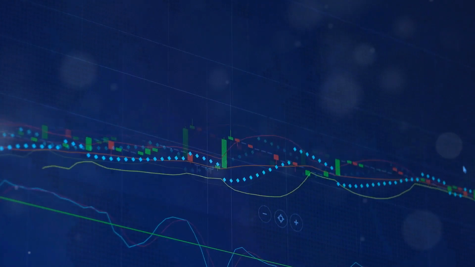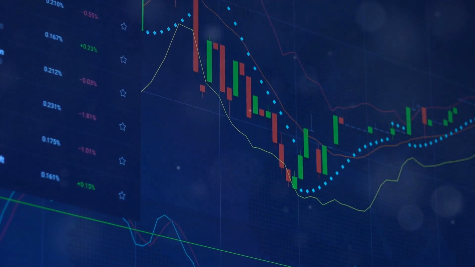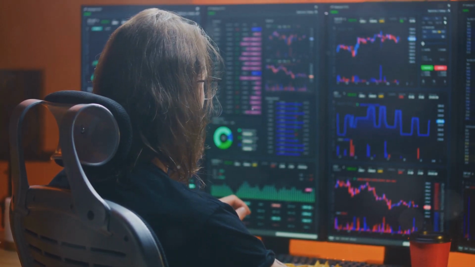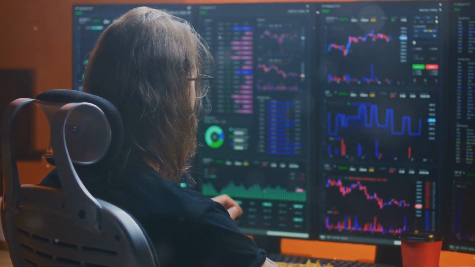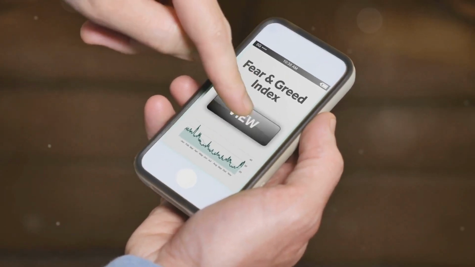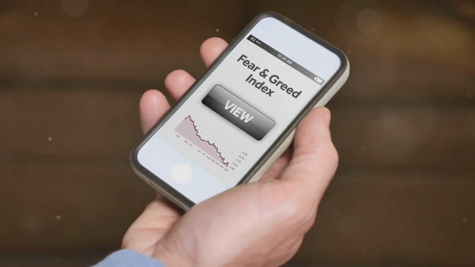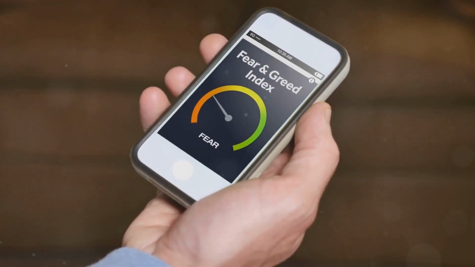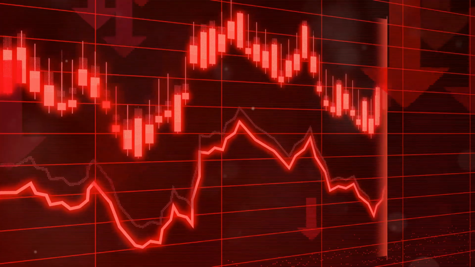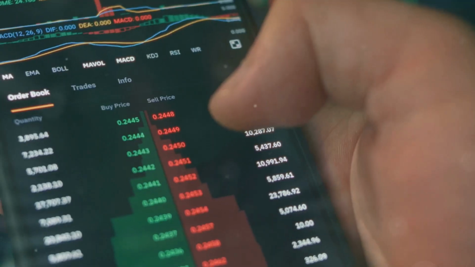Stock price strength tracks the number of stocks hitting 52-week highs versus those hitting 52-week lows. Stock price breadth measures market volume in rising versus falling stocks. Put and call options looks at the ratio of put options to call options, indicating how much protection or fear investors are buying. Market volatility uses the VIX, or Volatility Index, to measure market fear.